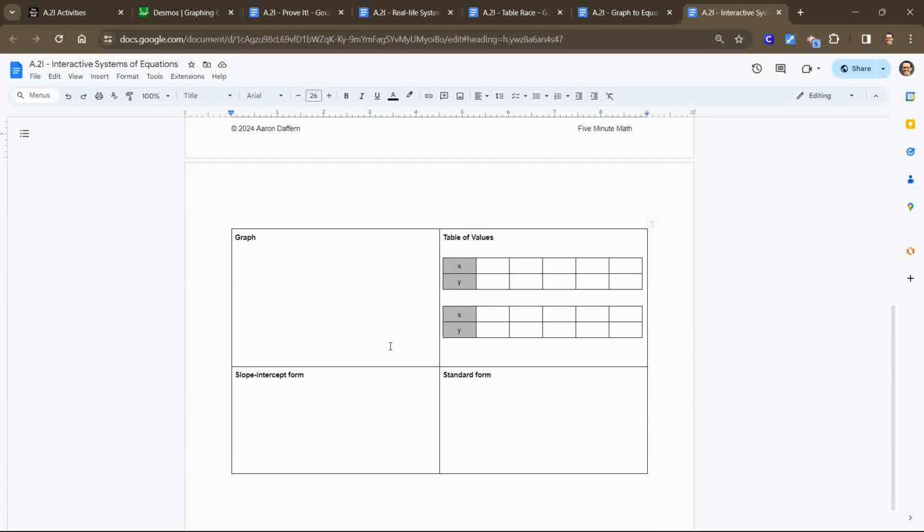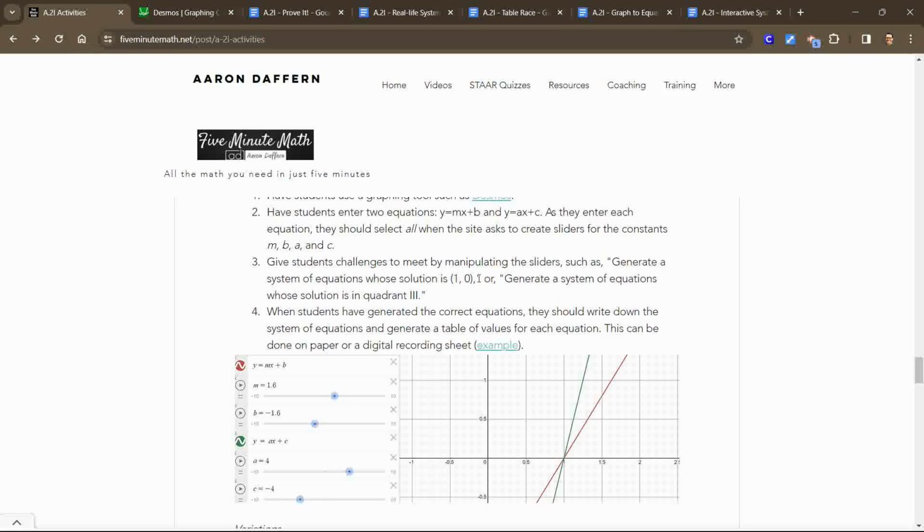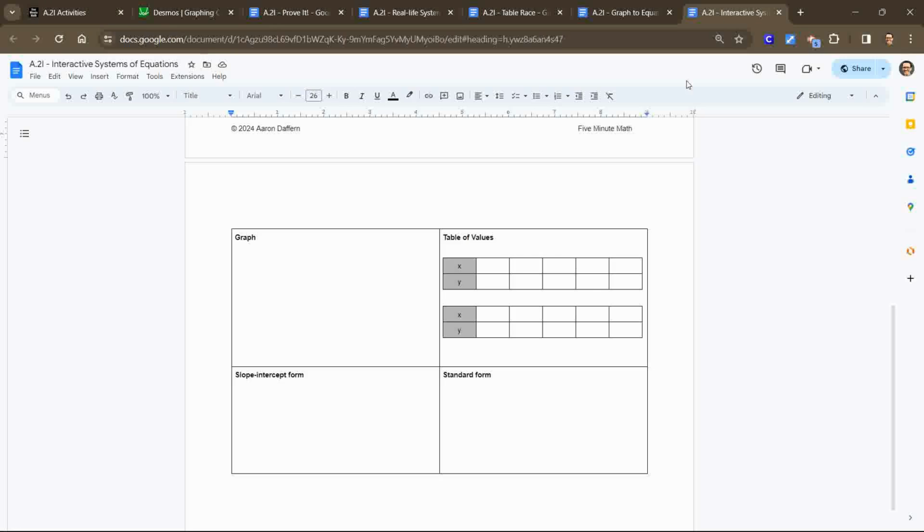Here's a blank copy if you want to use this. And that's all we're doing. We're simply letting students manipulate, and that was simply to meet the requirement of find the system of equations whose solution is at x value 1, y value 0. You can also say, generate a system of equations whose solution is in quadrant 3, or whose solution is on the y-axis. The point is you want them to write everything down here.